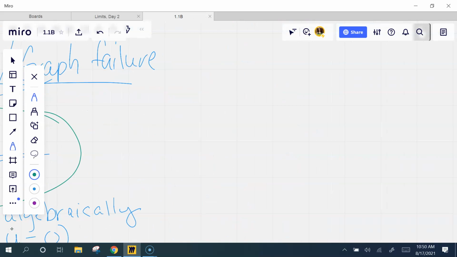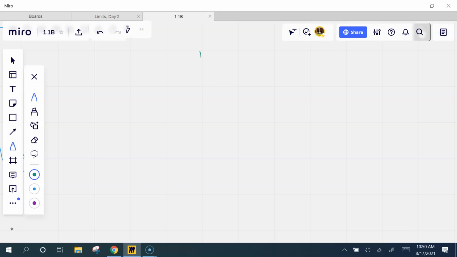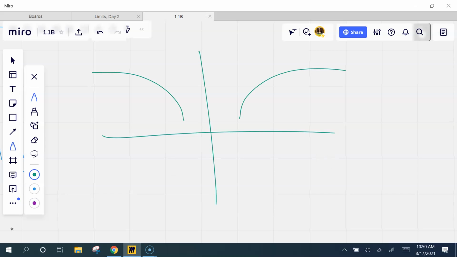When you graph it, you are probably getting something that looks kind of like this. It's x squared minus what? Did you put parentheses around the denominator of that fraction?